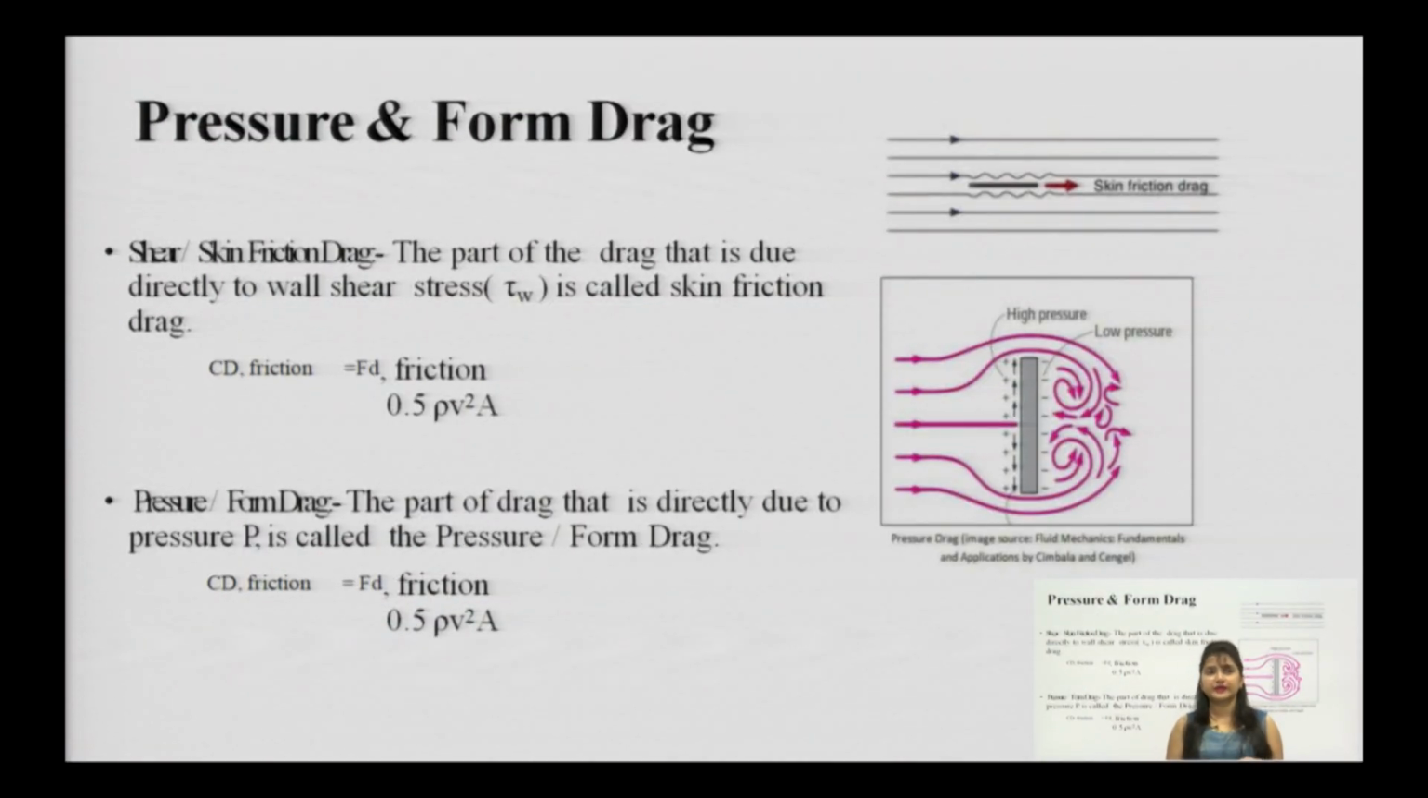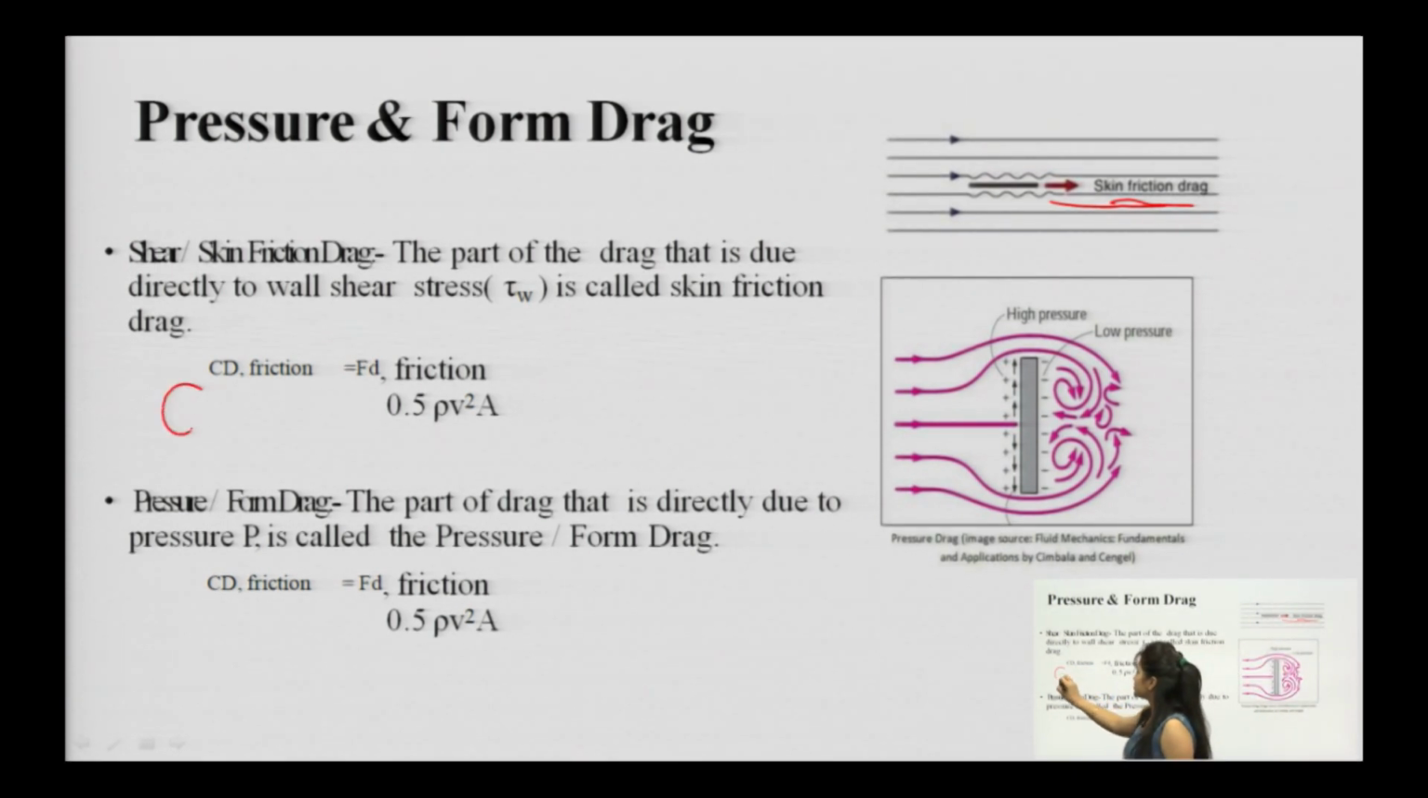Coming to the pressure and form drags. Drag will further be divided into two parts, that is shear or skin friction drag and another one is pressure or form drag. So, the part of the drag that is due directly to the wall shear stress, you can see here, is termed as friction drag.